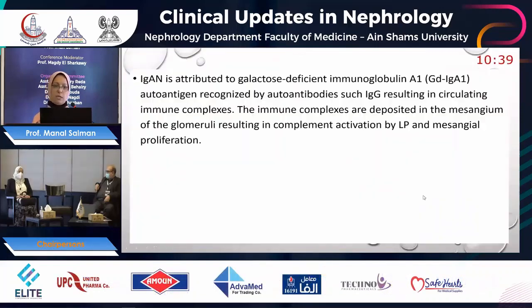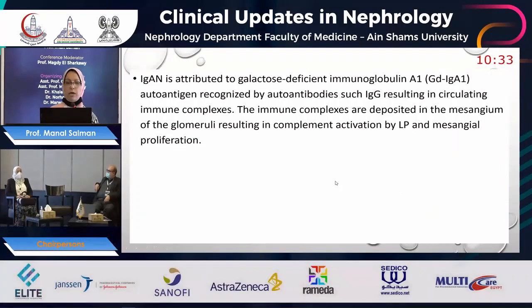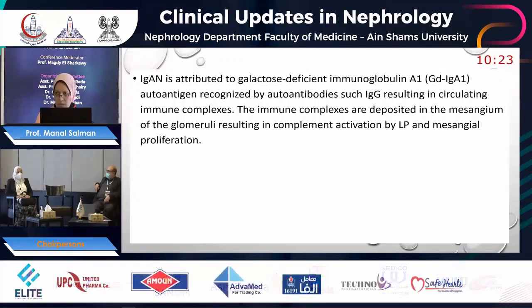What is new in IgA nephropathy? Regarding the pathogenesis, it is known to be attributed to the galactose-deficient IgA autoantigen, which is recognized by IgG and forms immune complexes circulating in the serum. They deposit in the mesangium resulting in complement activation by the lectin pathway and mesangial proliferation.